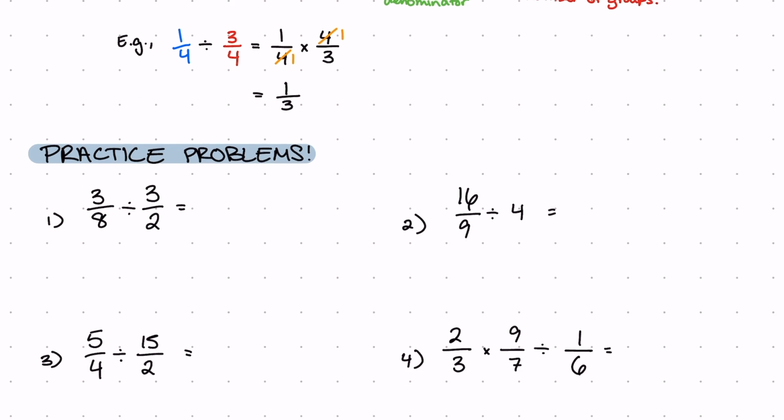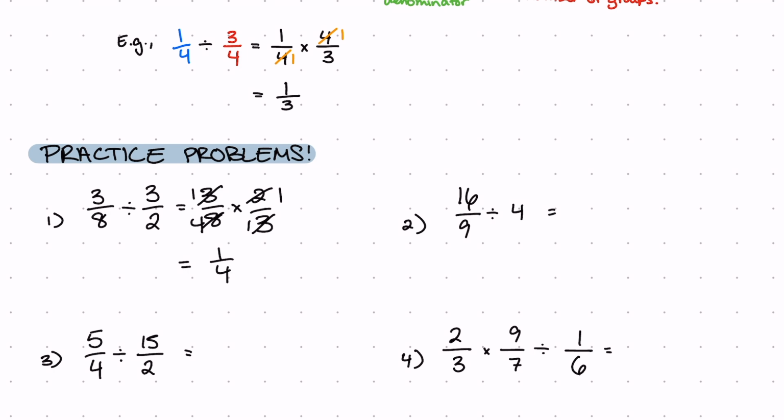So we have 3 over 8 divided by 3 over 2. So all we have to do is flip this around and multiply. So that's going to be the same thing as 3 over 8 times 2 over 3. These go to 1. And then we're left with, and these are also divisible by 2. So that goes there. And we're left with 1 over 4.